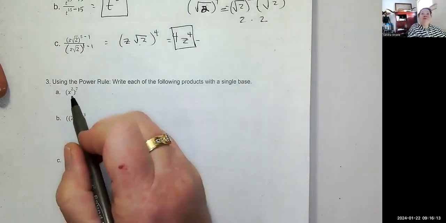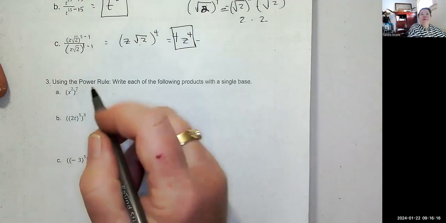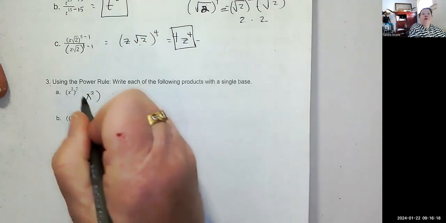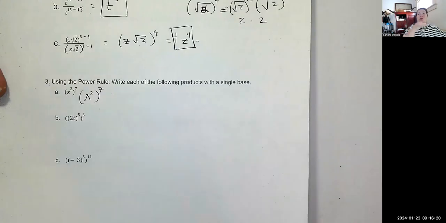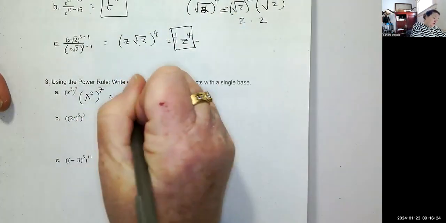All right, using the power rule, write each of the following products with a base. When you have an exponent raised to an exponent, so we've got x squared raised to the 7th power, you multiply your exponents. So that becomes x to the 14th.